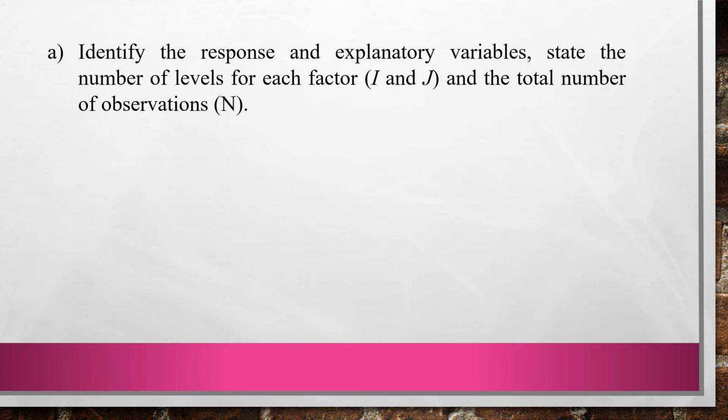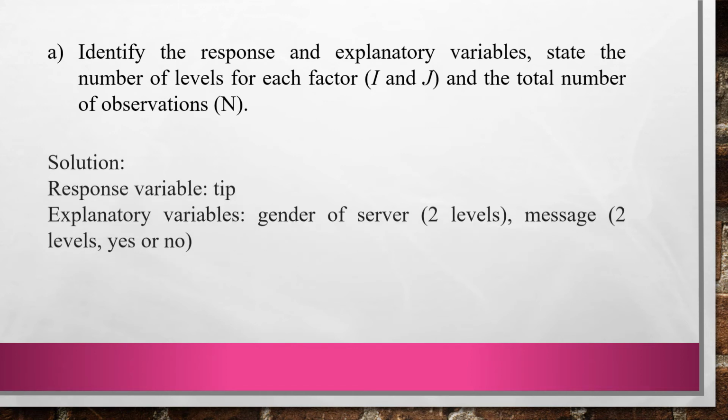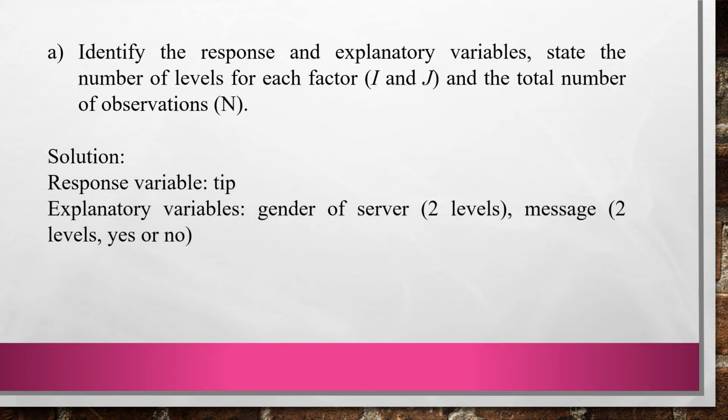So, identify the response and explanatory variables. State the number of levels for each factor, the quantity I and J, and the total number of observations, the quantity N. Solution. Response variable: tip. Explanatory variables: the gender of the server, with 2 levels, and the message, with 2 levels, yes or no. The total number of observations N is equal to 89.